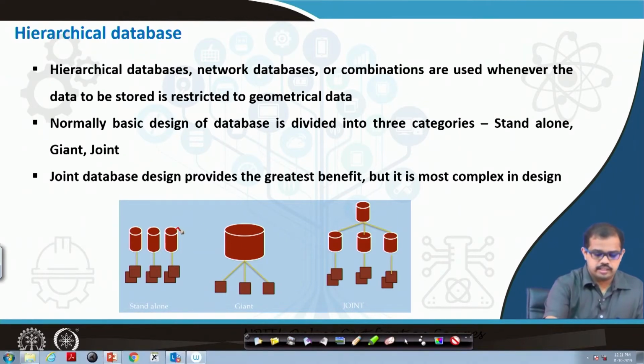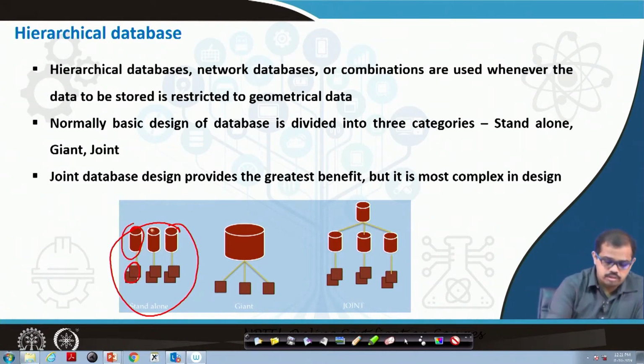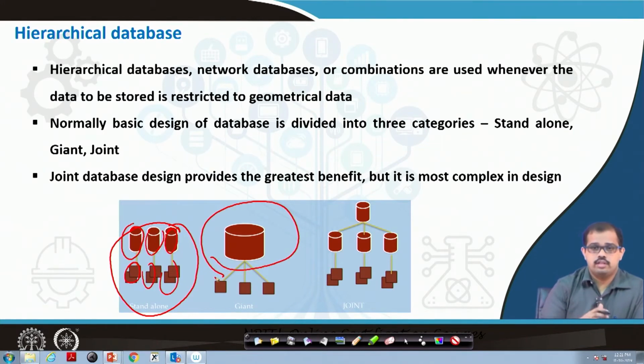Here, when you see this, it is representing a standalone. You have a particular database, you have a query mechanism, and that is how it is accessed. Then you have another database, another query, another database, another query. But there is a Gantt network, which is a combination of different entities and different relationships in that entire database, and you have different users accessing it for different purposes.